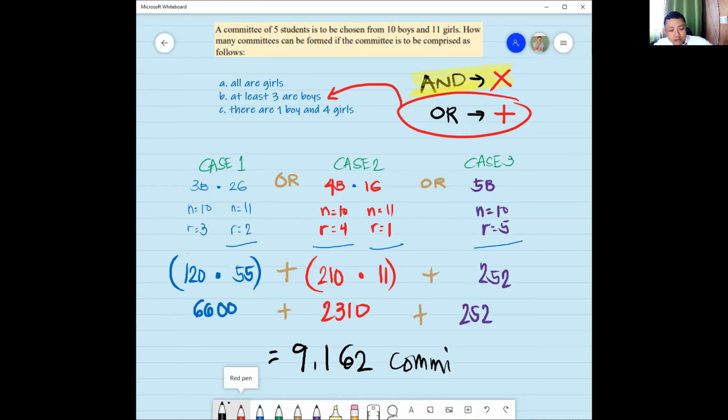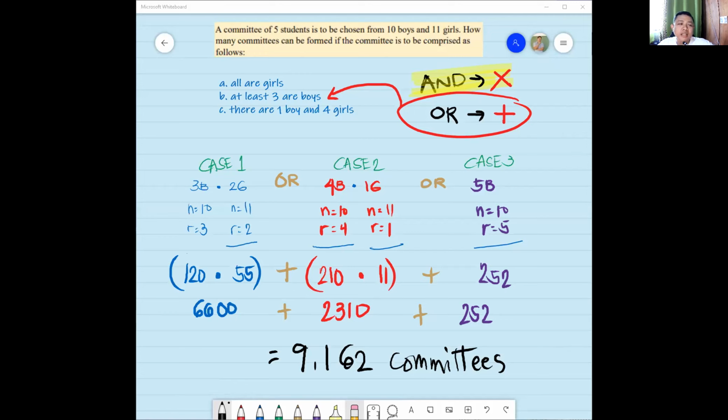Ways to select the committees. Very good. Is that clear? Kindly show me a reaction if that's clear to you. Okay, very good. Kindly take a screenshot if you want to. And finally, letter C.